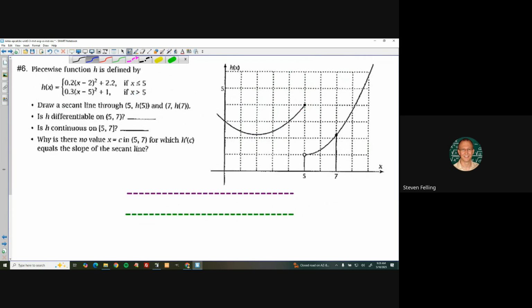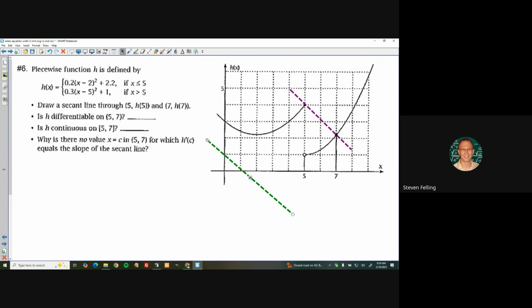Okay, one last example here. Here's a piecewise function. Draw a secant line, this time through the interval from 5 to 7. So 5 is right here, and 7 is right there, so I would go from that point at x is 5 to that point at x is 7. That's the average rate of change. And again, I'm not really going to have any place in this interval from 5 to 7 where I can attach this green line and have it match that slope. So this violates the conditions of the mean value theorem.